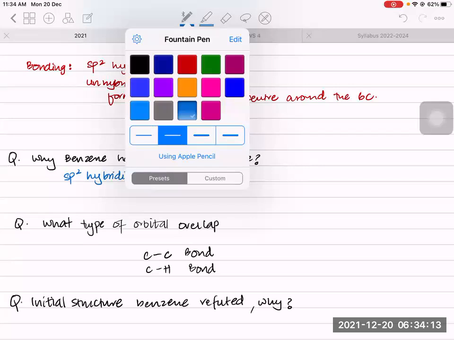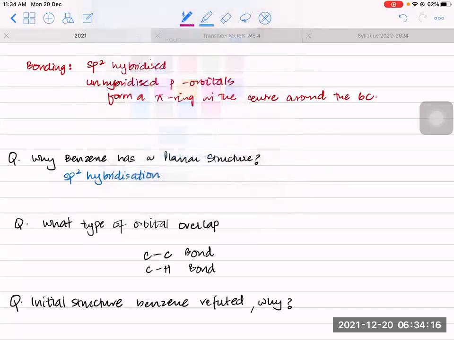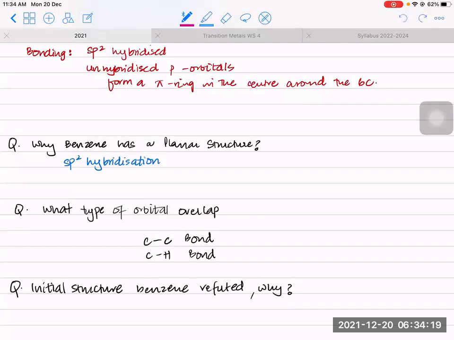Let's see the next question. What type of orbital overlap do you see between the carbon-carbon bond in benzene and between the carbon-hydrogen bond in benzene? We know that each carbon is sp2 hybridized. So what will be the overlap here? An sp2 with an sp2, because both carbons are sp2 hybridized. So the 2 sp2 orbitals overlap. And between a carbon and a hydrogen, what will be the orbital overlap? It will be sp2 with the s orbital overlap, because hydrogen has its electron in the s orbital.